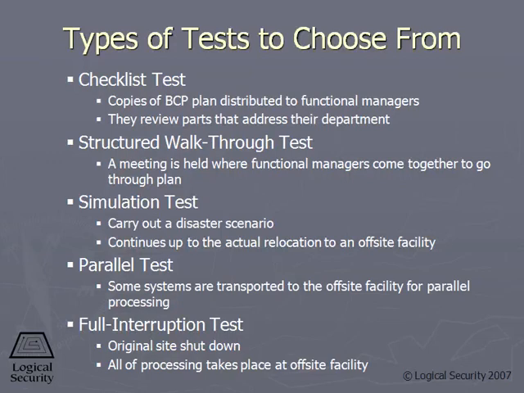So the first test is the checklist test, and this is the most simplistic. Usually when the plan is finished, its first draft copies will go out to the department heads and management, and they'll go through it and try to eyeball and figure out if the team actually missed things. They'll make comments, and all the comments will go back to the team, who will go back to the plan and update it as necessary.